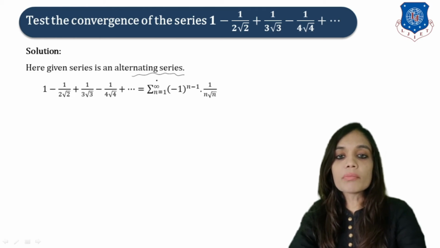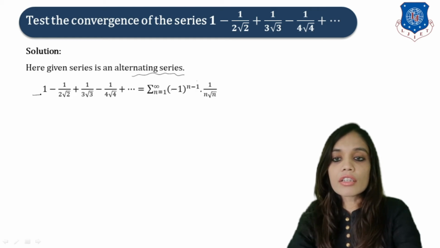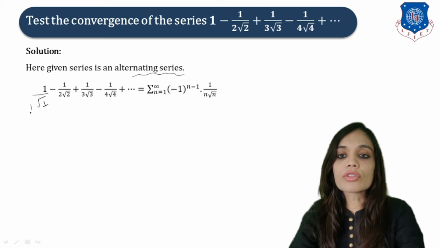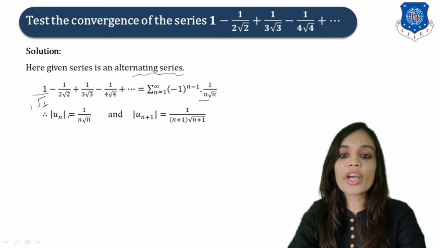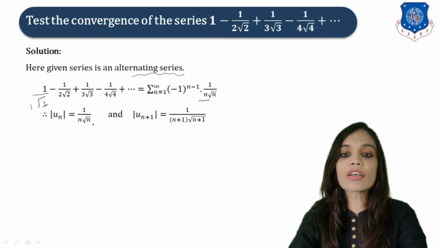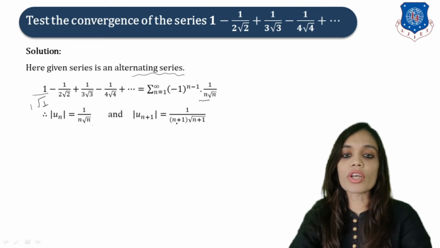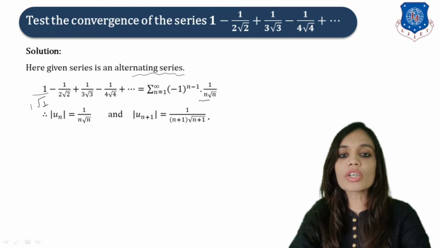Now let us find our nth term, right? So the nth term will be (-1)^(n-1). Here you can write 1 into root 1, so 1, 2, 3 will be written as n. And again you can see root 1, root 2, root 3, root 4, that can be written as root n. Now let us write our |un|. So |un| is equal to 1 upon n root n. So what will be our |un+1|? Just replace n by n+1. So it will be equal to 1 upon (n+1) times root (n+1).